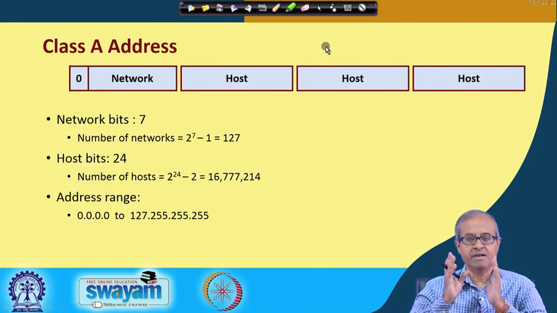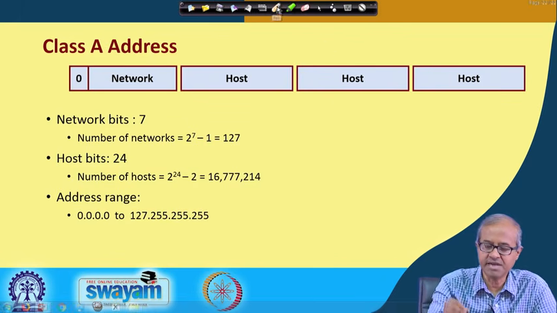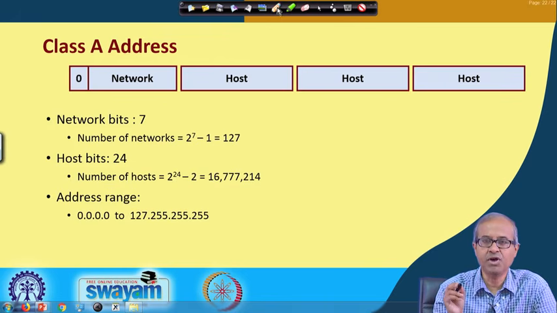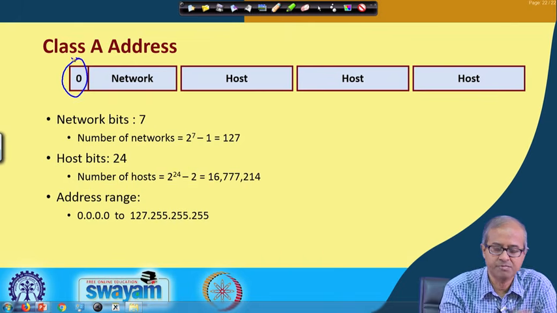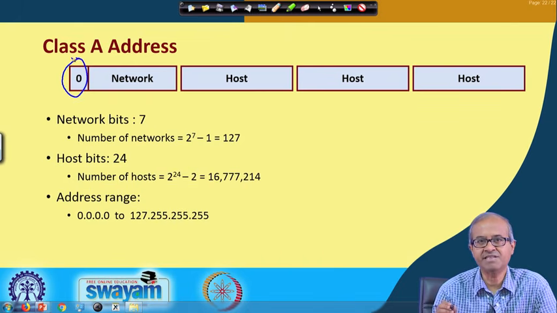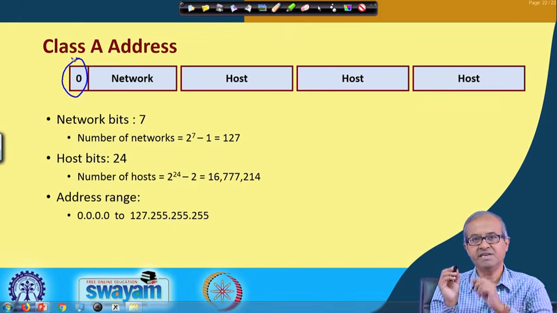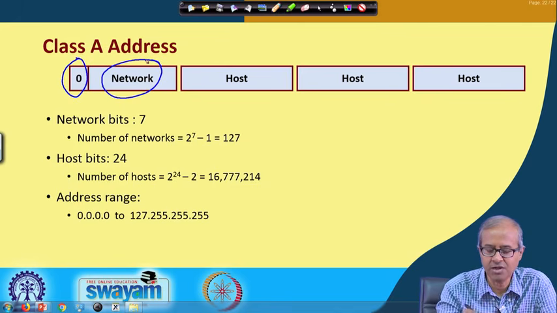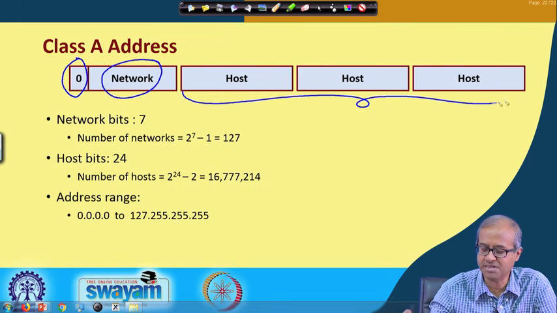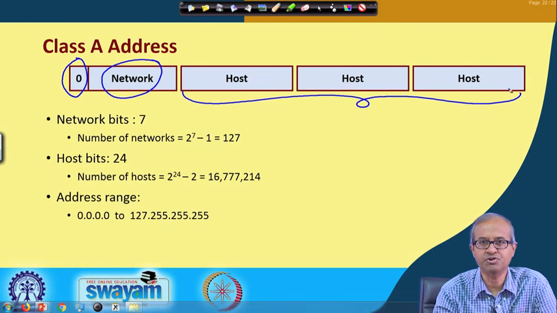Let us look at the class A address first. The way we identify that this is a class A address is that it must start with 0. Any address that starts with 0 is identified as a class A address. The next 7 bits identify the network, the last 24 bits identify the host within a network.